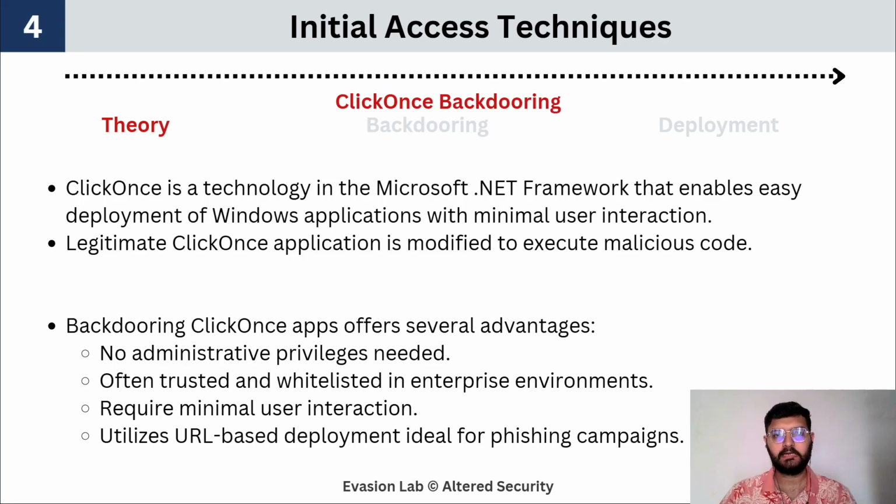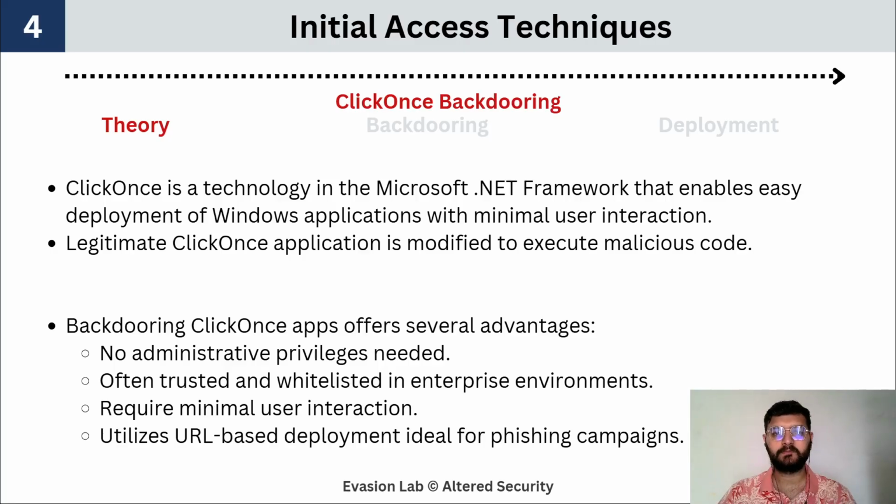Let's dive into the concept of ClickOnce and how it can be used as an initial access technique. ClickOnce is a Microsoft .NET Framework technology designed for seamless deployment of Windows applications with minimal user interaction. However, this convenience also makes it an attractive target for attackers. By modifying a legitimate ClickOnce application to execute malicious code, adversaries can bypass security controls without requiring administrative privileges. Since ClickOnce applications are often trusted and whitelisted in enterprise environments, they provide an effective method for stealthy compromise.